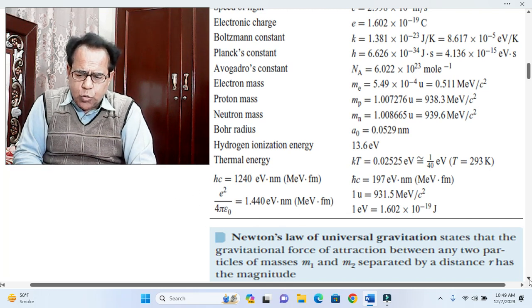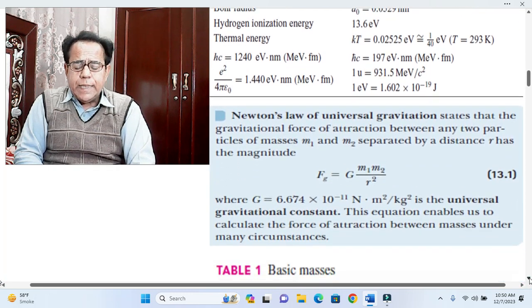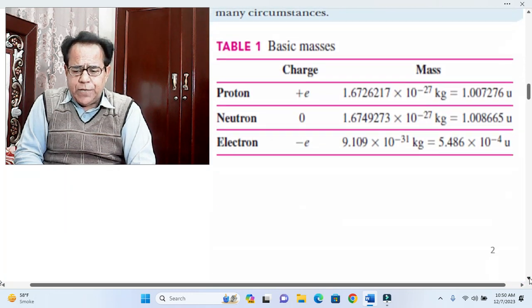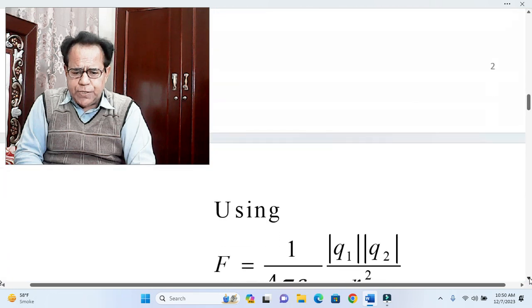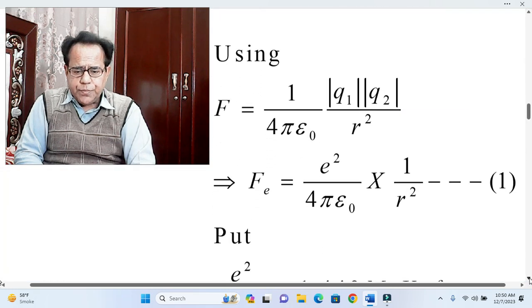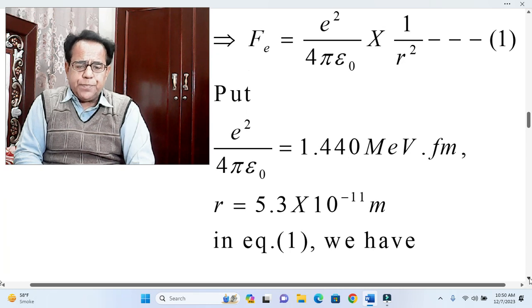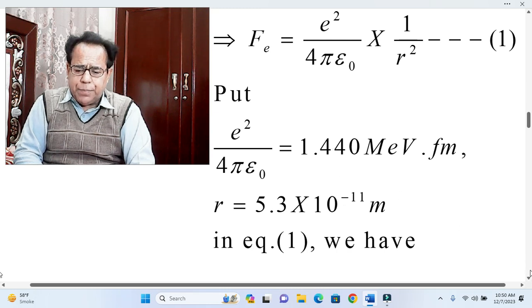Now we move to that portion where we left this video. In equation number 1 we are going to use these two values, one from the statement and one from the table of physical constants.